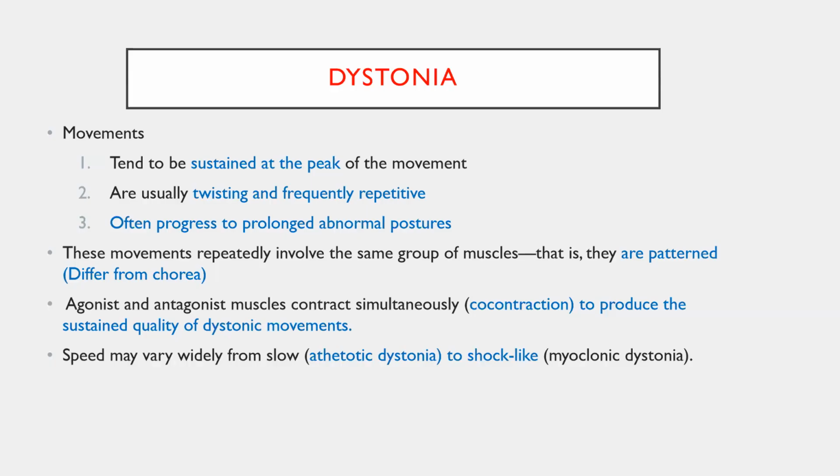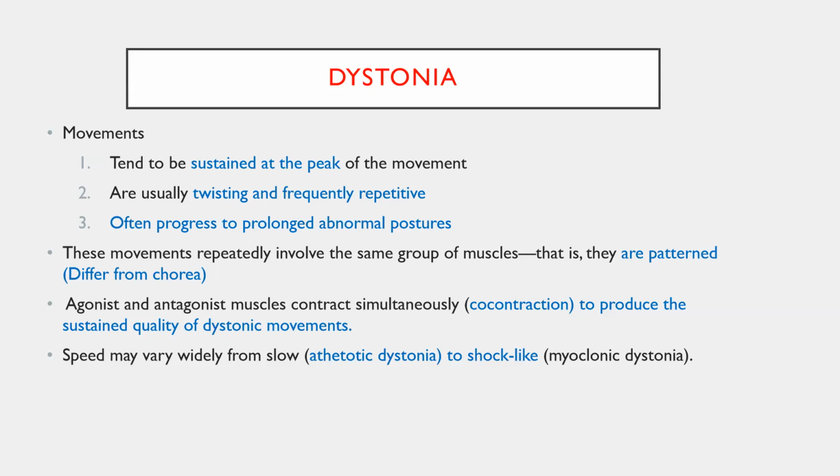Next, come to dystonia. This is a sustained movement, repetitive, associated with twisting movements. Most of the time, it will lead to abnormal posturing of the body. Okay. These movements repeatedly involve the same group of muscles. So in chorea, there will be flowing movement; sometimes it may involve proximal, distal. The flowing movement in chorea will help to differentiate it from dystonia.